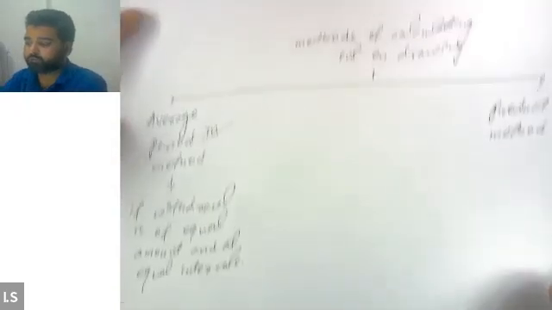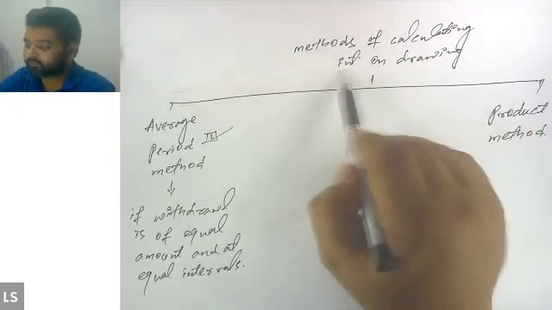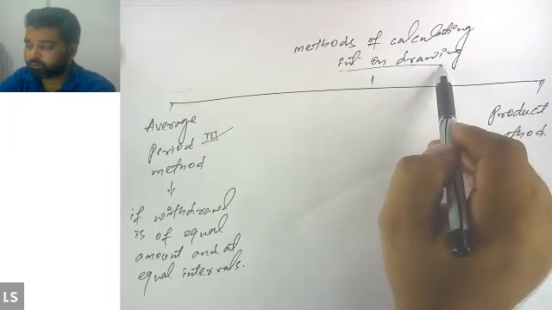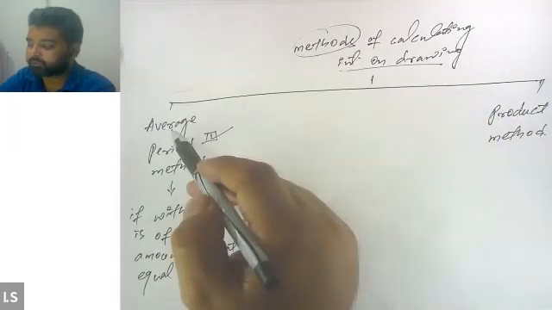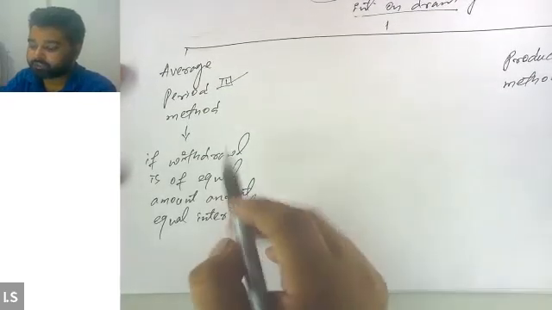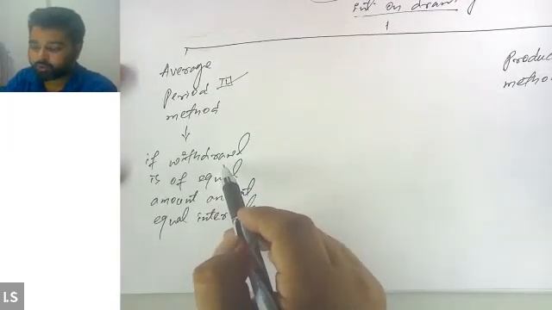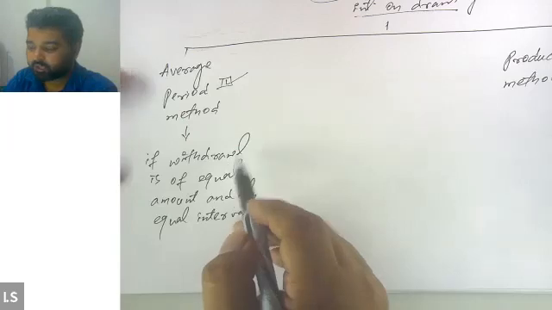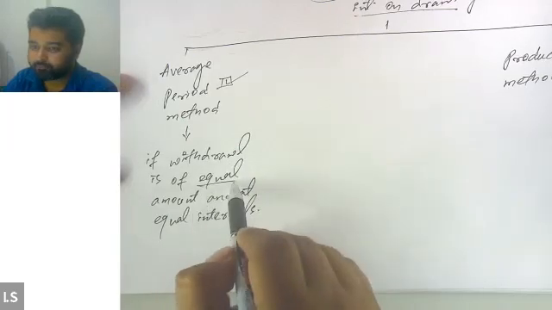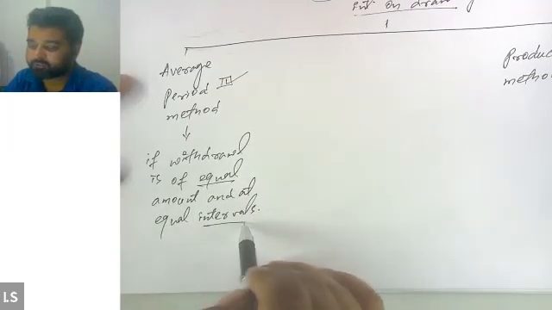Right? See, there are two methods of calculating interest on drawing. Those two methods are average period method and product method. Average period method is applicable when partners are making withdrawal on a regular basis and the amount of withdrawal is same and interval between the withdrawal is also same.